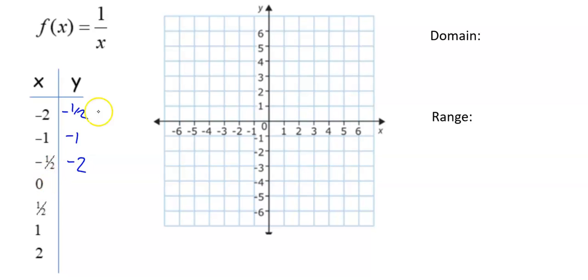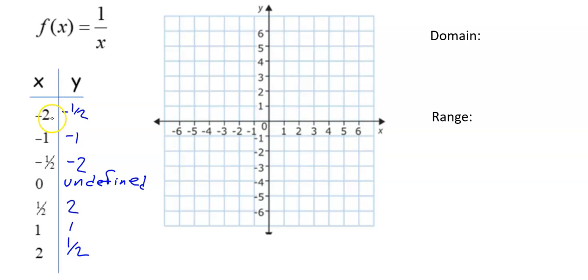The reciprocal of 0, pay attention, tricked you, it's undefined. Our denominator cannot be 0. The reciprocal of 1/2 is 2, 1, and 1/2. So remember, I've got the undefined. When I plug in a 0, the function itself ceases to exist.